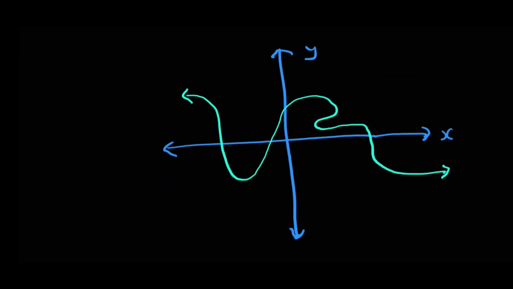And how about this one? Well, there are some places where you can draw a vertical line that only intersects the graph once. But over here, if you draw a vertical line, it intersects the graph 3 times. So that means that this is not a function.